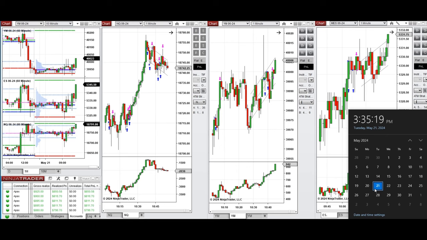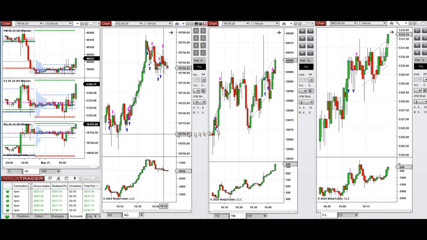Hello everyone, I'd like to share with you the trades that I have taken today on Tuesday, 21st of May 2024. These trades were taken on Nasdaq, Dow Jones and S&P 500 futures.